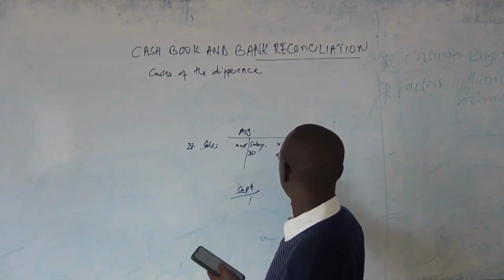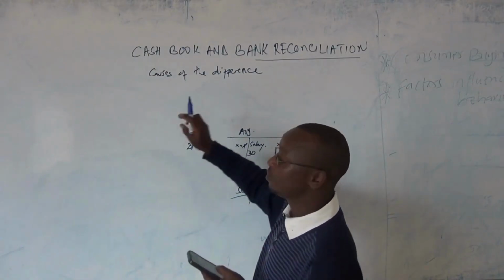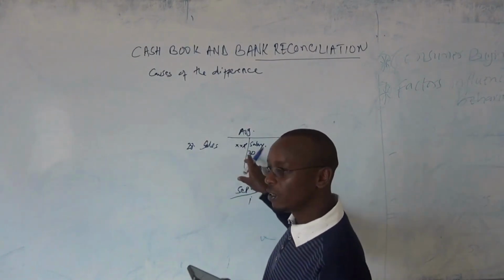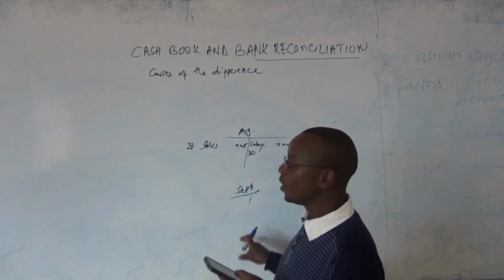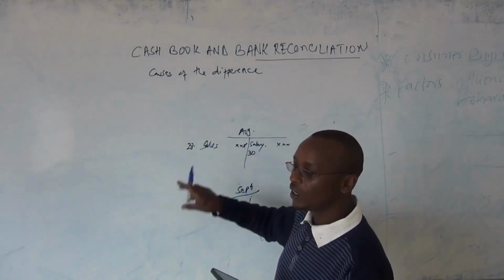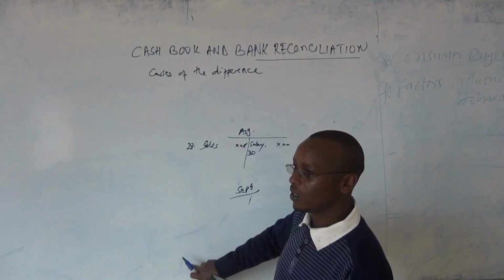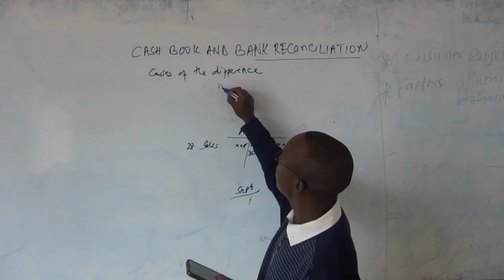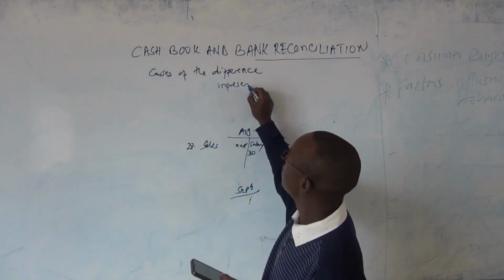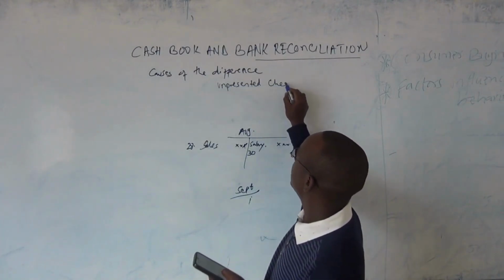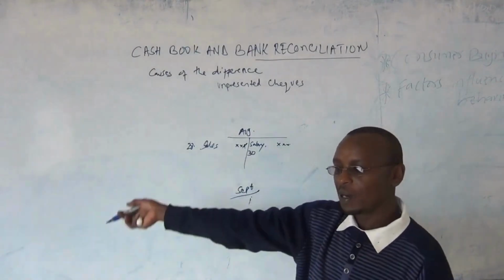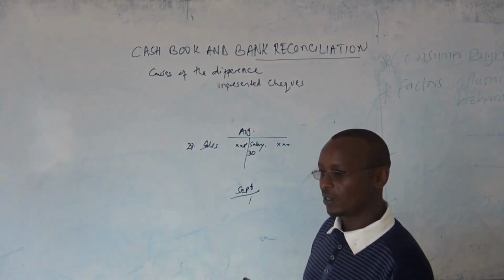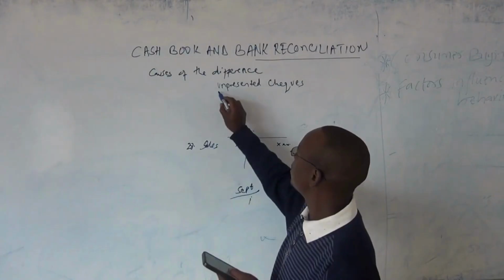Then also, we have bank charges. So we have said there are two instances. The check that you receive, when you deposit it, comes to reflect in the other period. Or when you issue a check, then the person presents it later. So these ones, we call them unpresented checks. The checks that you have given to the suppliers, but they have not presented them to the bank for payment. Then you have the uncredited checks.